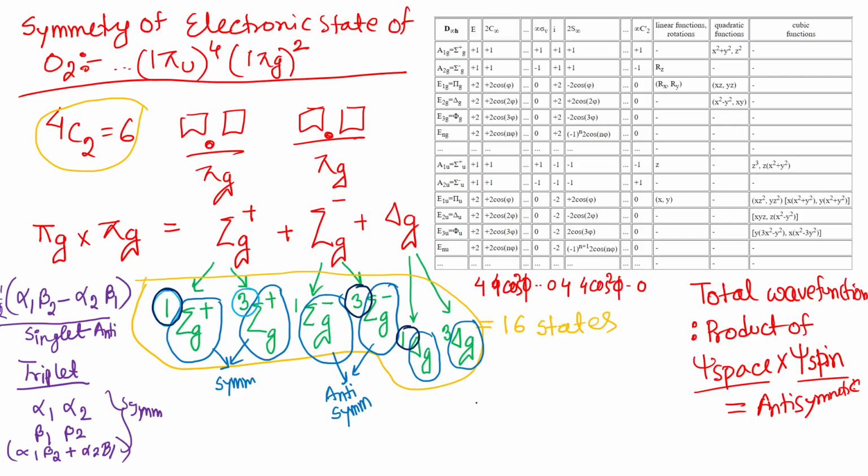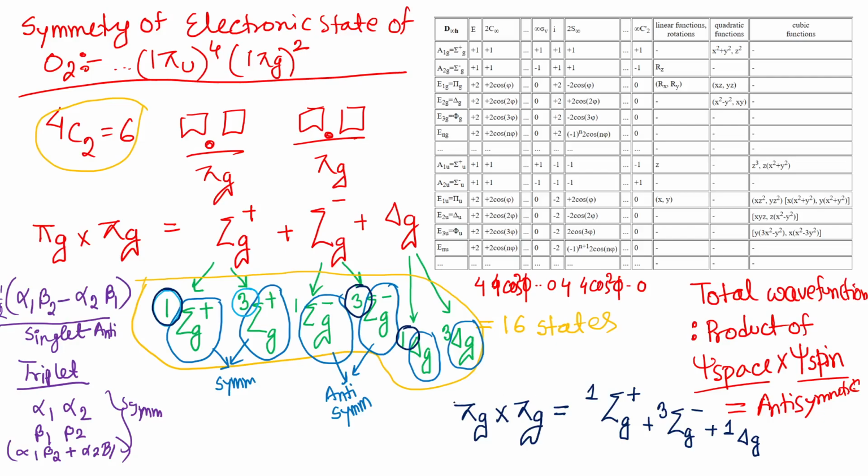Your pi g into pi g leads to many states, but for oxygen it is specifically singlet sigma g plus, triplet sigma g minus, and singlet delta g.